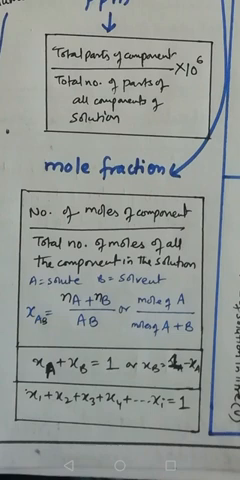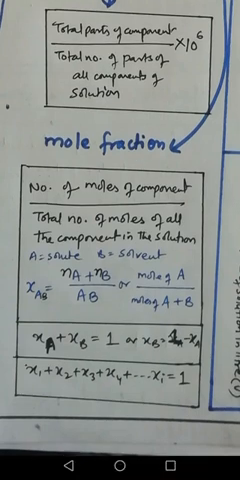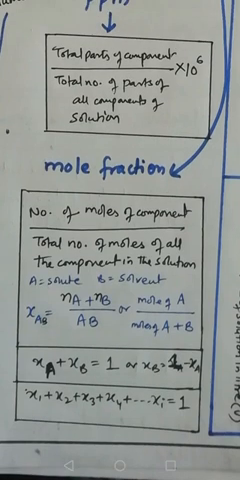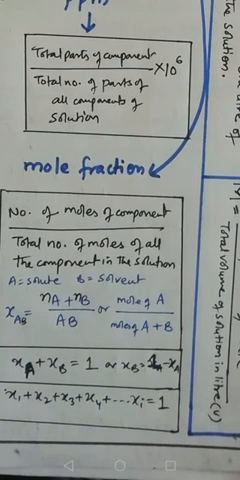Generally, dear students, you need to see Xa plus Xb is always equal to 1, unity. So if we need to find the Xb value, it will simply be 1 minus Xa. And one more thing: if there are so many fractions, so many components, the sum of all the mole fractions is always unity. So X1, X2, X3, X4 up to Xi, the sum is equal to 1.